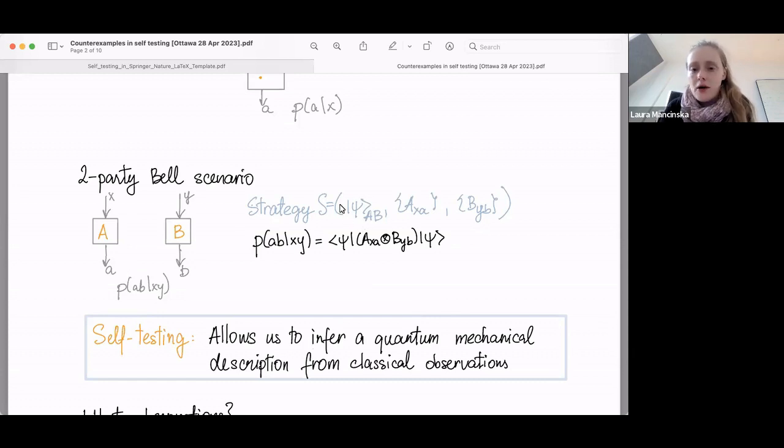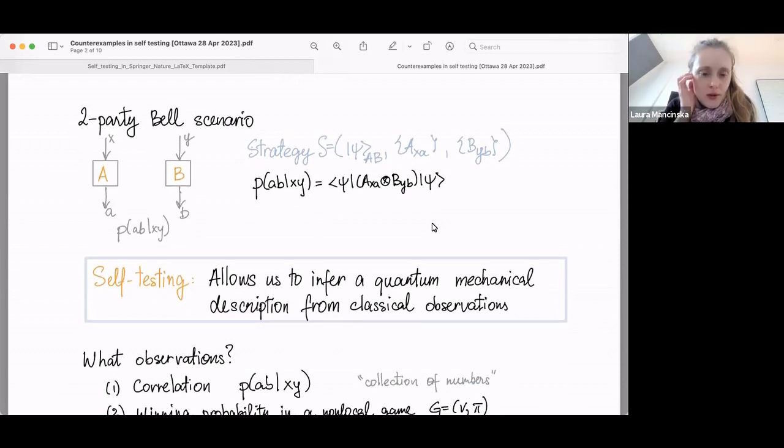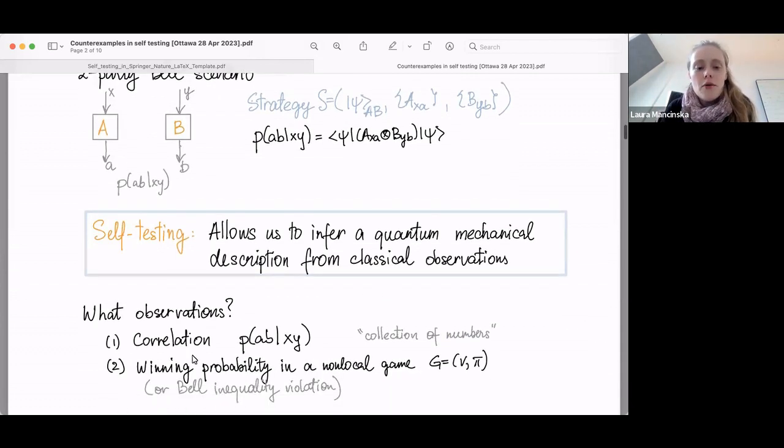Namely, I can figure out what is the state that Alice and Bob measured and with what measurement. Okay. And so when we talk about self-testing, it can vary what precise classical observations I need. So one option would be that I assume that I know the entire set of these numbers, these probabilities, P(a,b|x,y). This is often referred to as correlation. So I know all of these numbers, P(a,b|x,y).